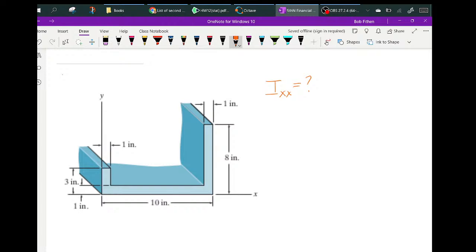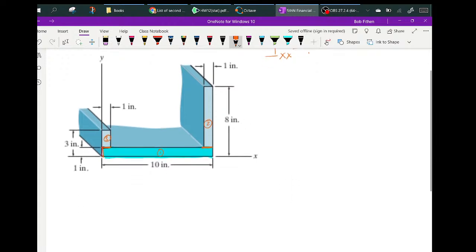You've got a couple choices here. Where I'm going to choose to do it is I'm going to say here is one section, and I'm going to go here and across here. So I'll call this one 1, this one 2, and this one 3. I don't really need to know Y bar here.